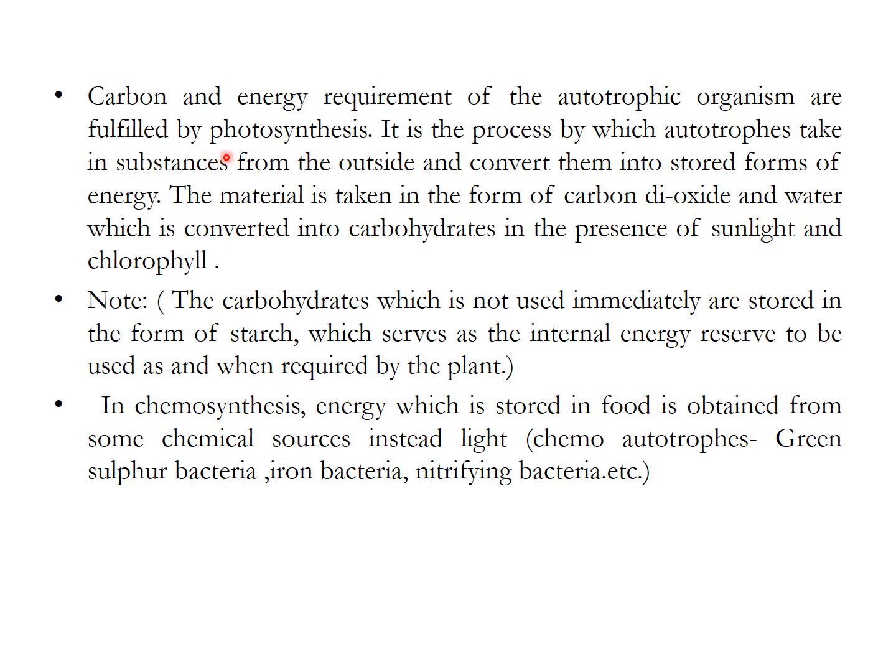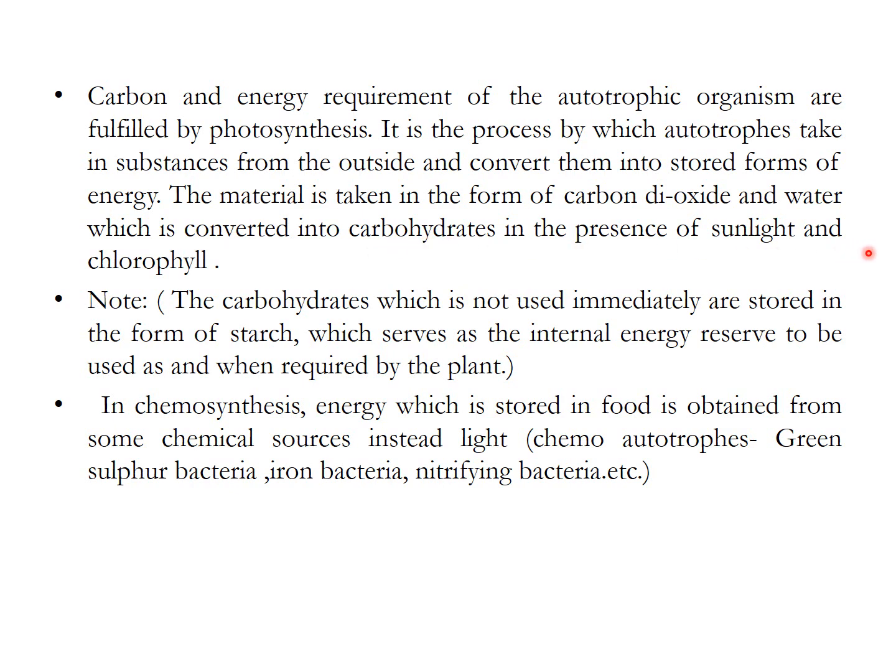It is a process by which autotrophs, remember, autotrophs are green plants and some photosynthetic bacteria along with some protists such as euglena, take in substances from the outside and convert them into a stored form of energy. Means they store the energy in a chemical form, that is glucose, we know. So the material is taken in the form of carbon dioxide and water, which is converted into a carbohydrate, that is glucose, C6H12O6, in the presence of what? Sunlight and chlorophyll pigment.